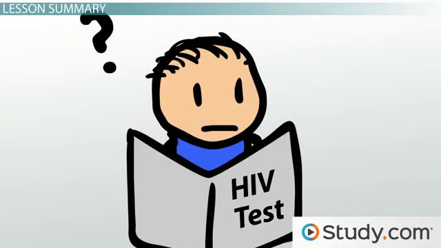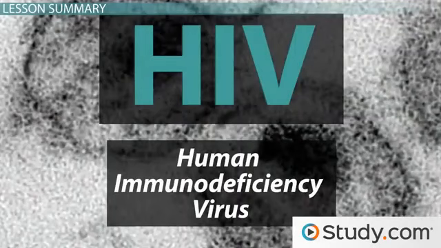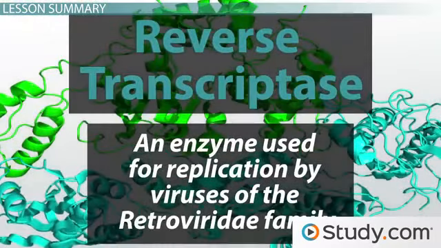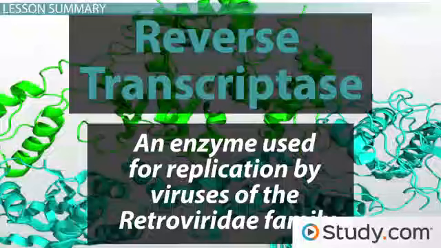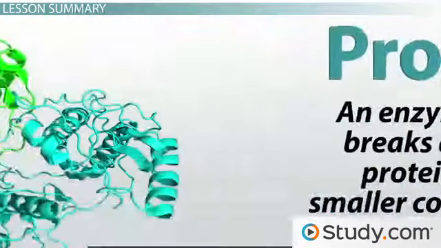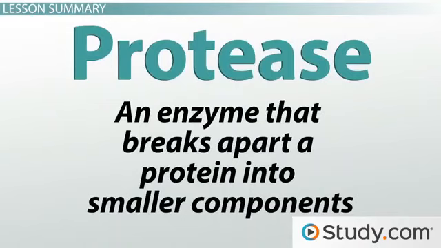Well, you may also be tested on HIV and a lot of different parts covered in this lesson. So let's review them. The virus I'm most concerned about with respect to this lesson is known as HIV. This is more formally known as the human immunodeficiency virus. HIV is a virus that has something known as reverse transcriptase. This is an enzyme used for replication by viruses of the Retroviridae family. Another important enzyme HIV uses for maturation and infection is known as a protease, which is an enzyme that breaks apart a protein into smaller components.